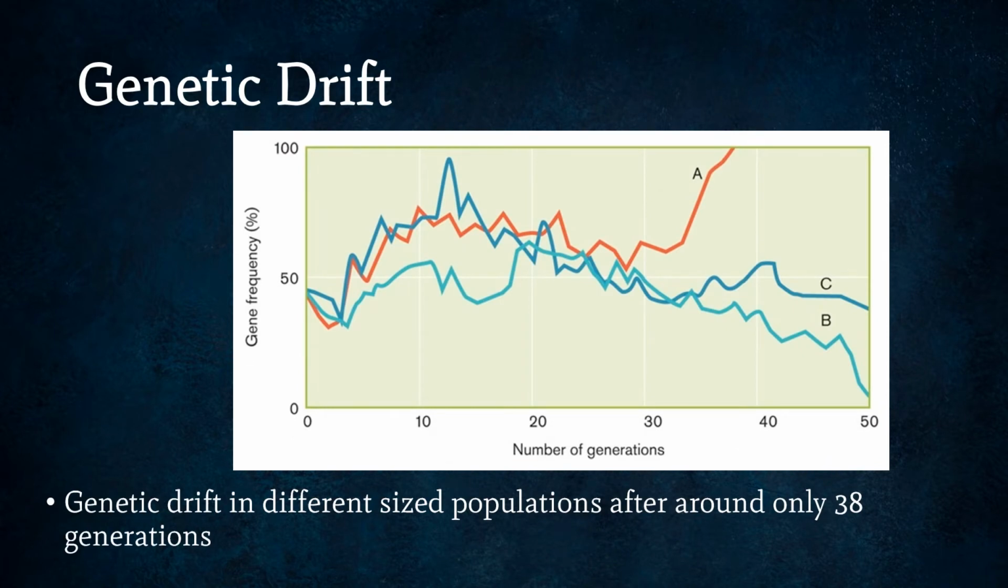Here we are looking at different populations of different sizes, and you can see the drift here, how genetic drift occurred in different size populations after only 38 generations. And we'll look at this potentially in the next couple of slides.